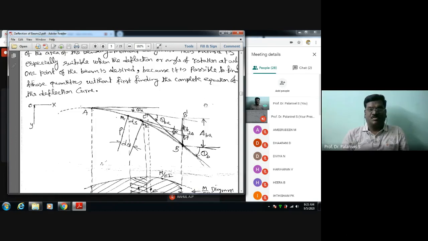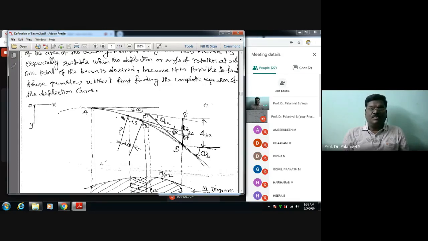This method is best suitable for that. You may not develop an equation which gives the deflection profile of the entire curve, which is not necessary. Wherever required, you can straight away determine the deflection as well as the slope, that is nothing but the angle of rotation.